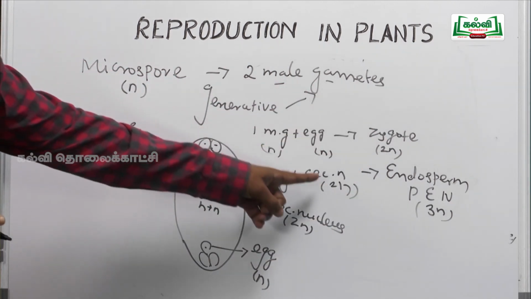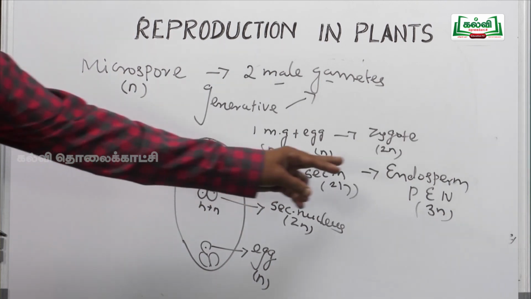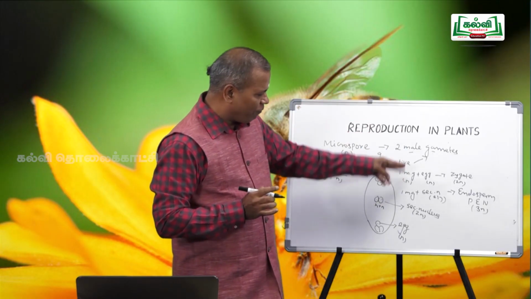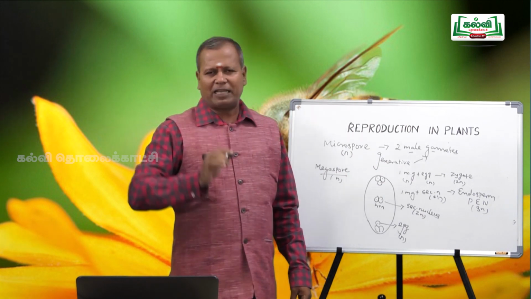Here, one male gamete fuses with the egg to form a diploid zygote, one fusion. Another male gamete fuses with the secondary nucleus, which is diploid in nature, to form triploid endosperm. So two male gametes are involved, two fusions, two fertilizations take place. So it is said to be double fertilization.